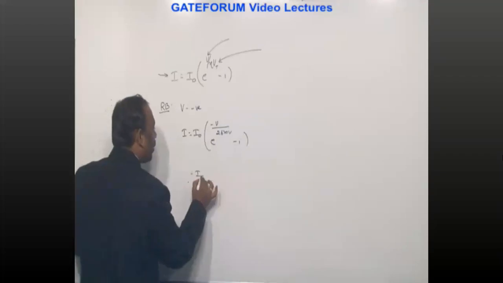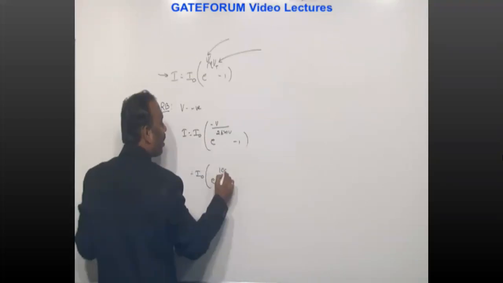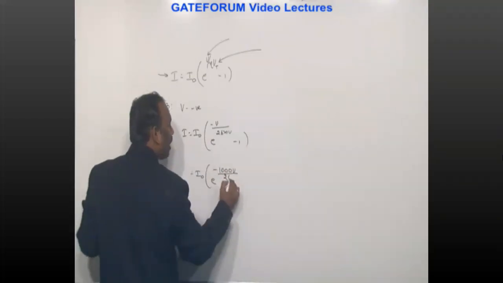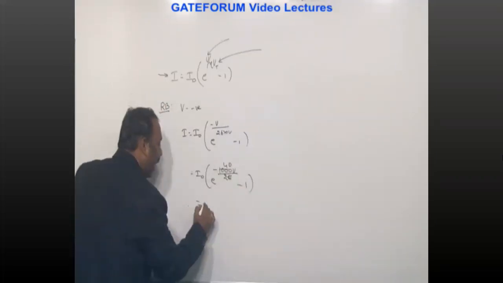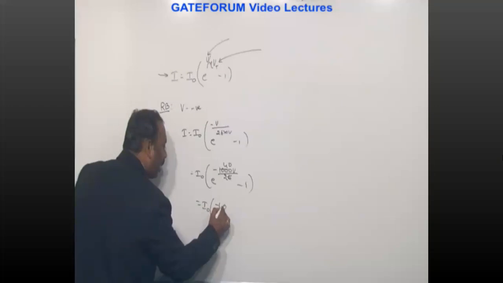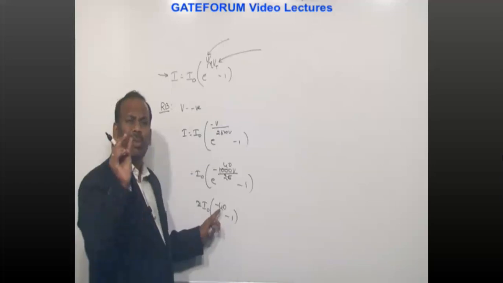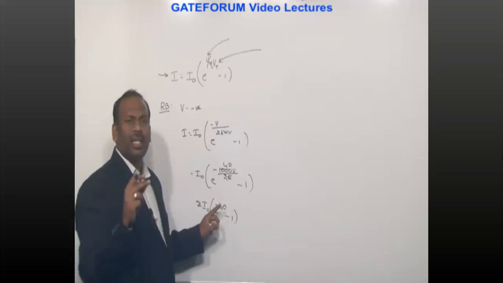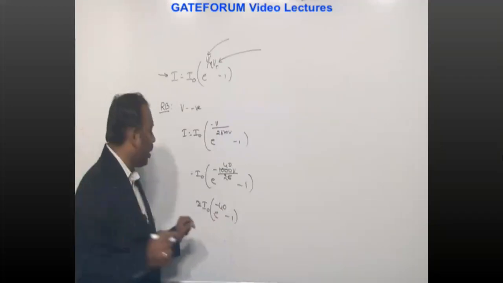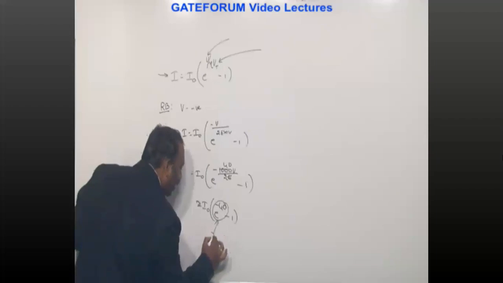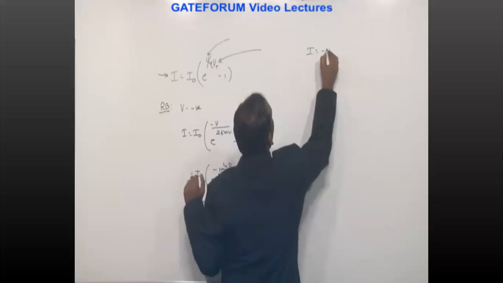Therefore, I naught into e power milli, that is 10 power minus 3, if it's going 1000 volts divided by approximately, okay, minus 1. Approximately 25 into 40. That is, I naught into e power minus 40 approximately. E power minus 40 is a very small quantity. Check it in the calculator. E power minus 40 is very small, 0.000 some value, very small value. Therefore, this can be neglected. Therefore, you are going to get I equals to minus I naught.